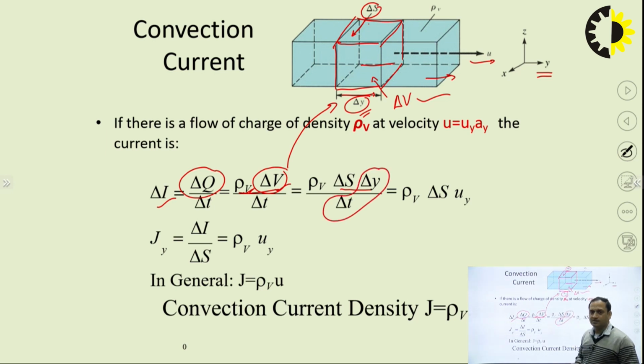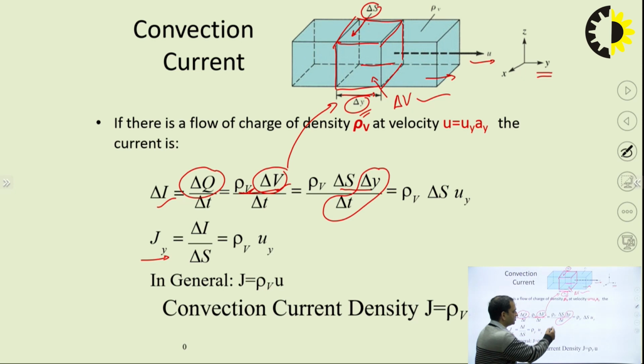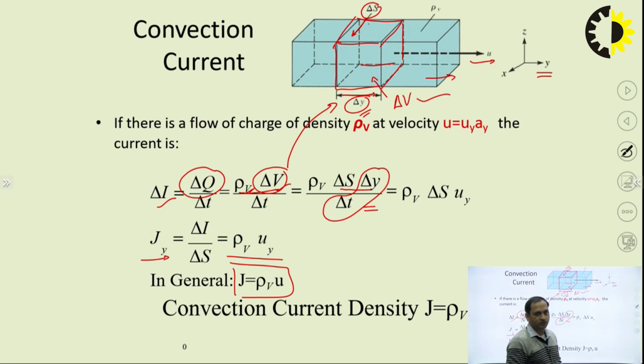Δy upon Δt is nothing but the velocity. So here we say this is the drift velocity, and the expression which it becomes is Jy. Jy is in the direction of Y, so this is the Y component. Here we can say Jy is equal to ρ_v into Uy. In general we can find for all other cases that J is equal to ρ_v into U. So this is the convection current density, ρ_v U.